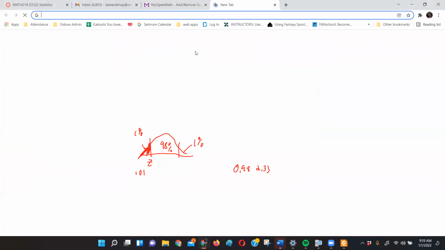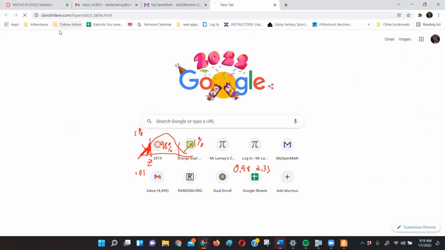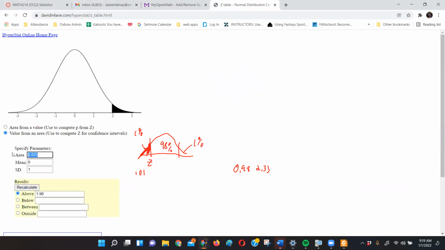And if you use David Lane's z-score table here, we're going to go value from an area, because we know our area to the left is 0.01, mean zero and standard deviation one, and I want below. You see how that rounds to 2.33?